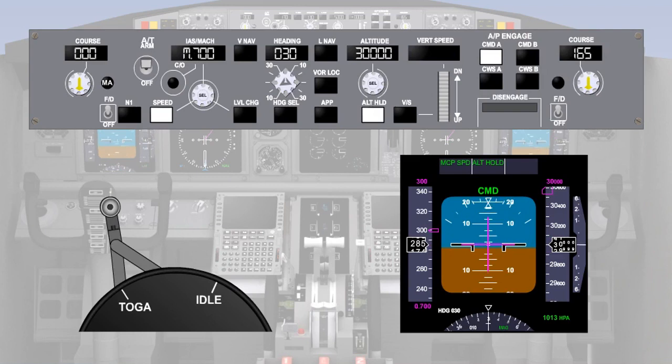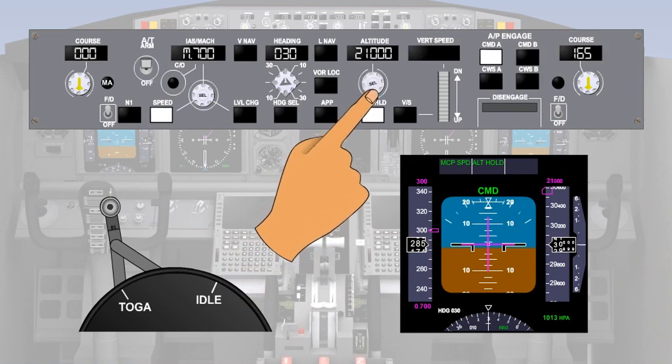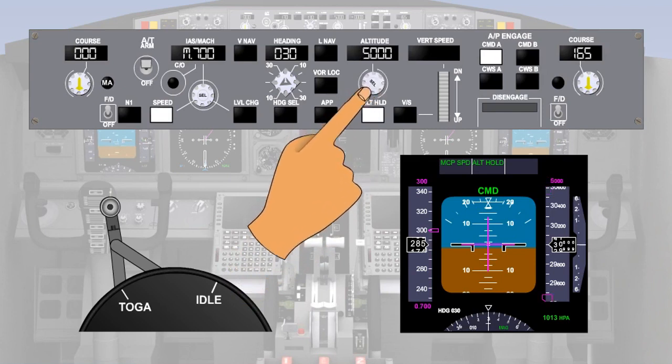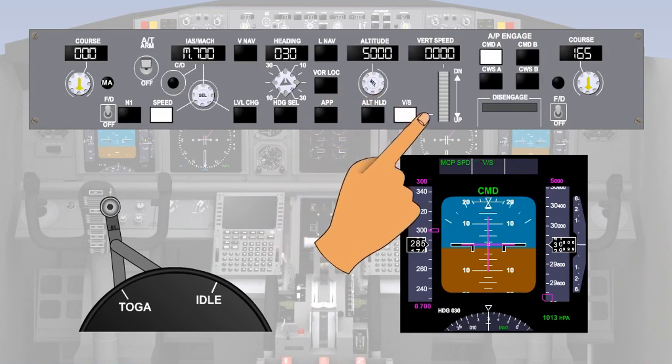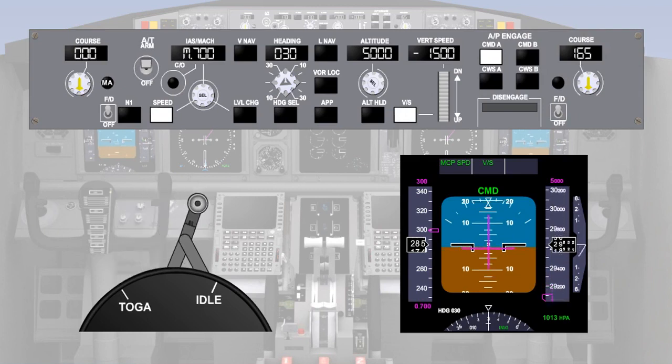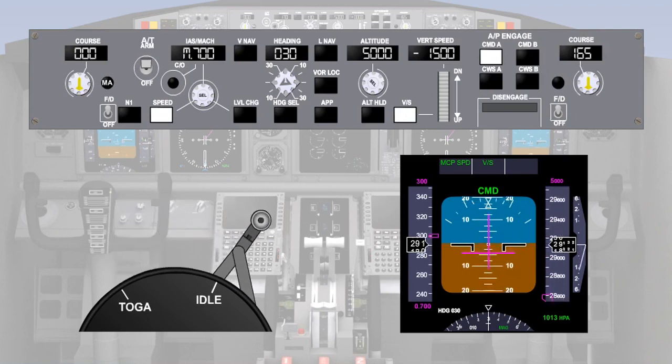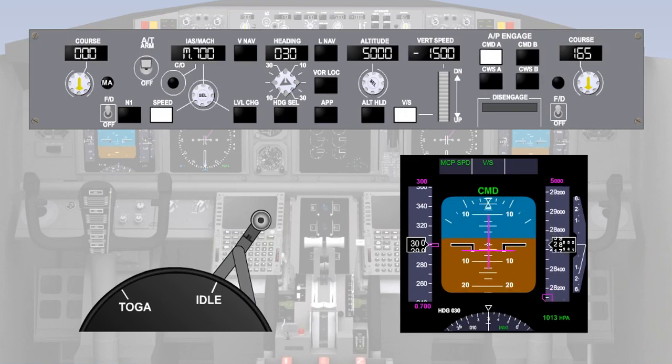Descending using vertical speed mode is the reverse of the climb. First, select a lower altitude in the window. Then select vertical speed. Using the thumb wheel, select a desired rate of descent. The pitch channel of the autopilot maintains the rate of descent, and the autothrottle maintains airspeed.